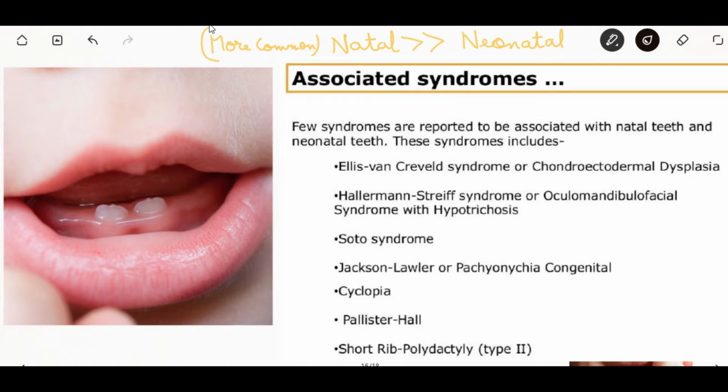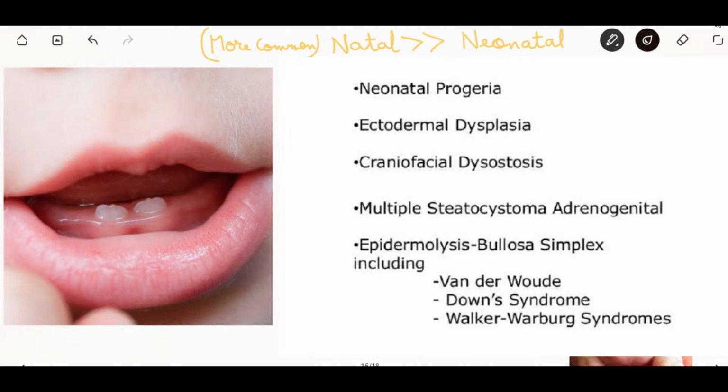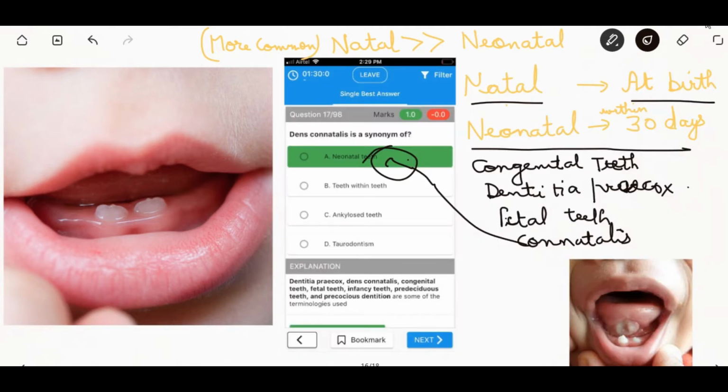They are Ellis-van Creveld syndrome, oculomandibulofacial syndrome, Soto syndrome, etc. Ectodermal dysplasia, craniofacial dysostosis, Van der Woude syndrome, Down syndrome, Walker-Warburg syndrome. So all these are important from the MCQ point of view.